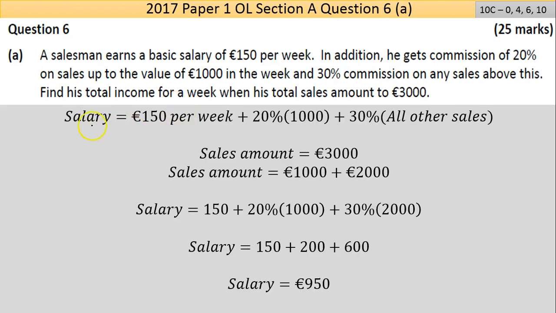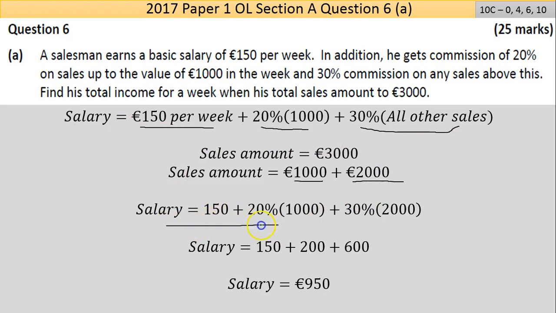I've made a kind of a statement here of his full salary. So it's the 150 per week, and 20% of 1,000, and 30% of everything else. So the sales amount, he sells 3,000, so the 1,000 is there, and then the rest of that, all other sales, will be 2,000. So I put the information that I've discovered from the question into my formula as such.